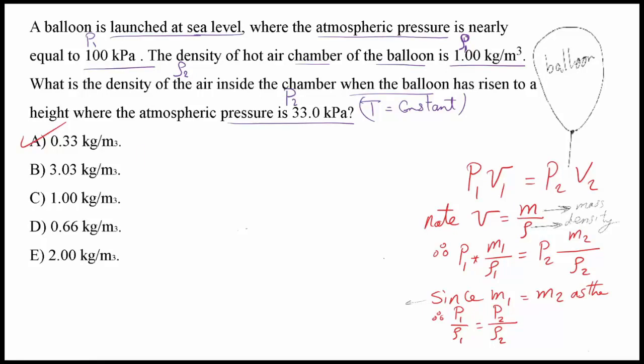So I will use what? Boyle's law, P1 V1 equals P2 times V2. Here I have P1 is 100 kilopascal and P2 is 33 kilopascal. So there is a relation between the volume V1 and the volume V2, but I don't know anything about the volume. He just gave me the density, and he asks for the density, rho 1 and rho 2.